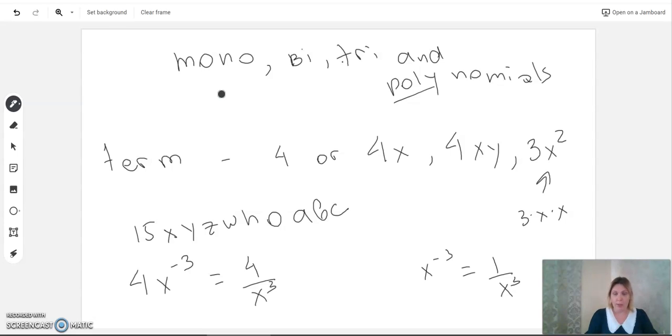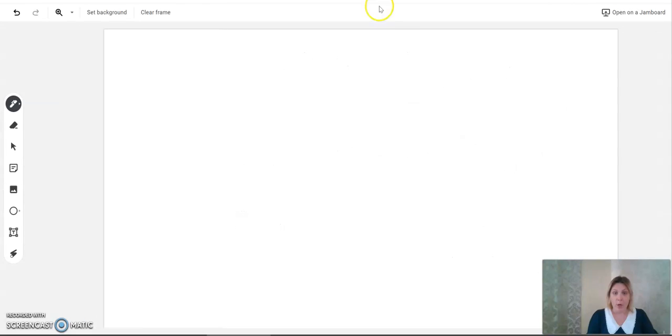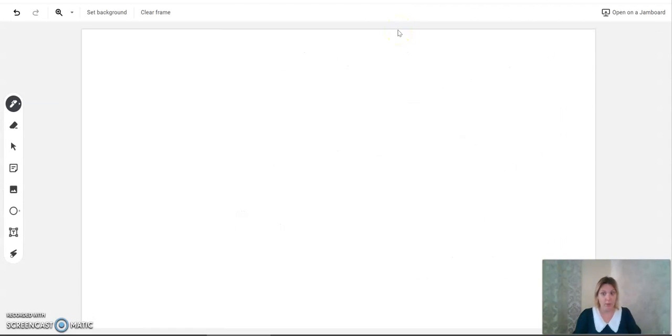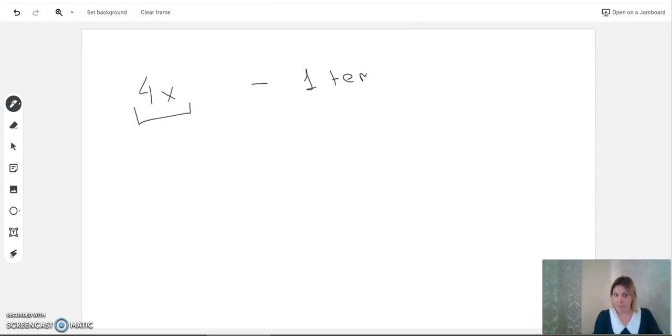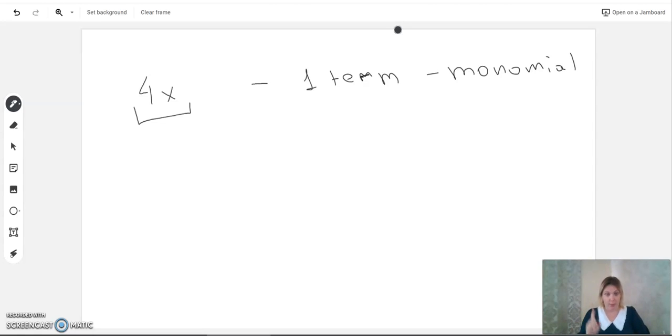So now let's use this. A term of a polynomial by itself is called a monomial. So here's an example, right? 4x. This is just one term. So one term means monomial. Mono means one.